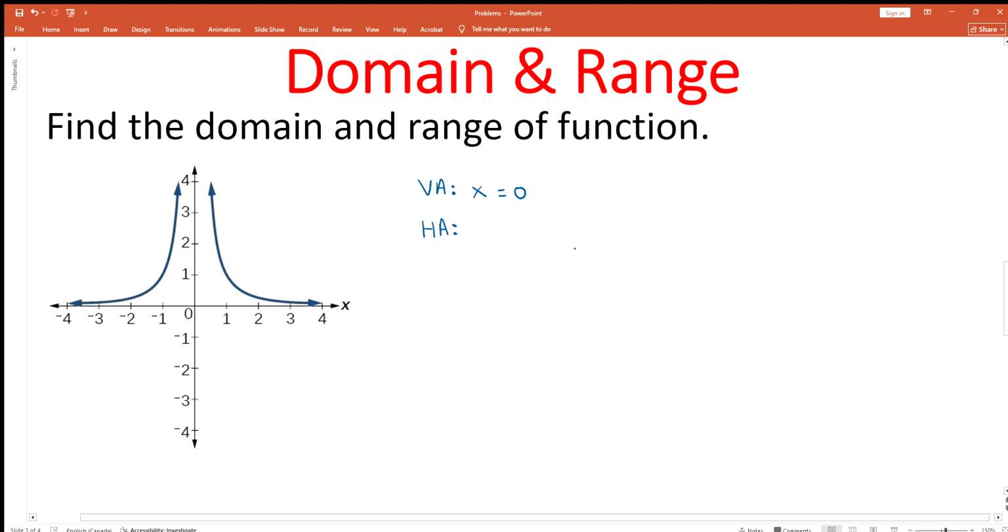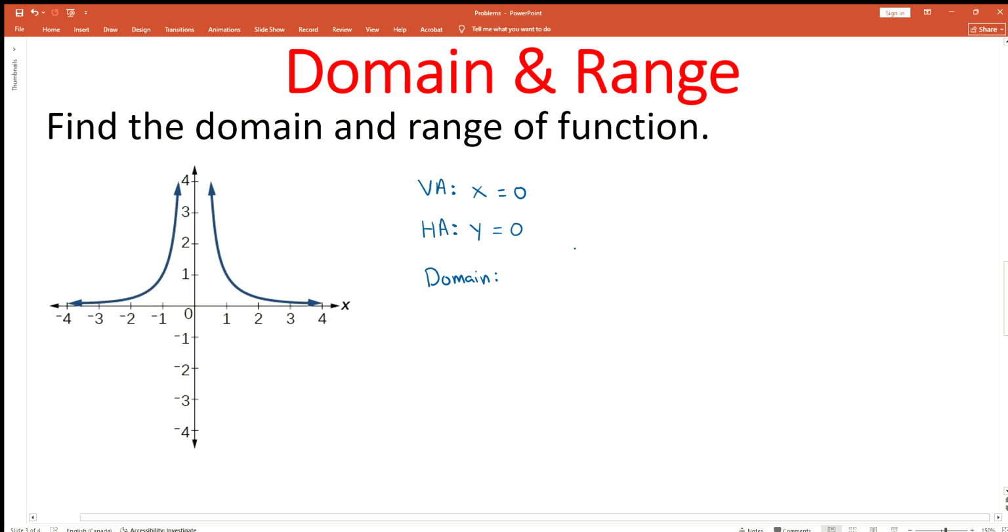We write the equation of this horizontal asymptote as y equals 0 because all points on this asymptote line have y coordinate equal to 0. We have to use these asymptotes to write the domain and range for this graph. Let's start with the domain.